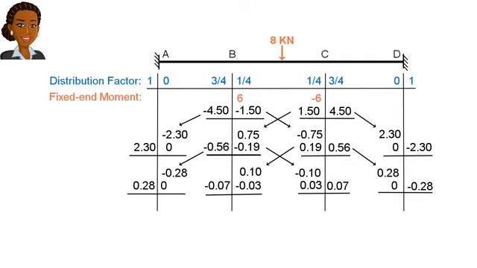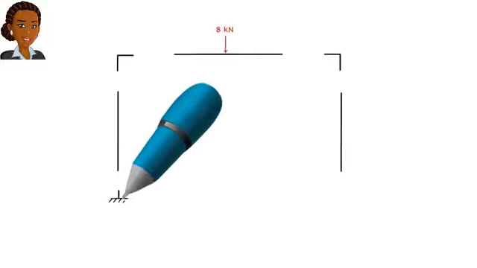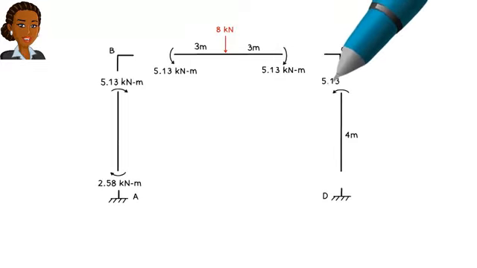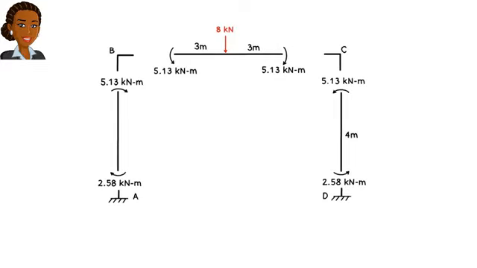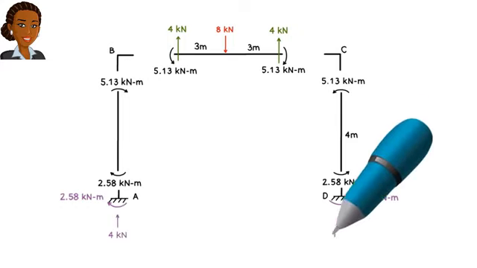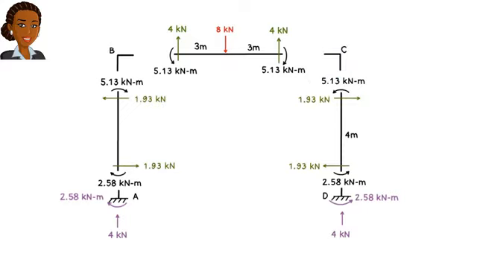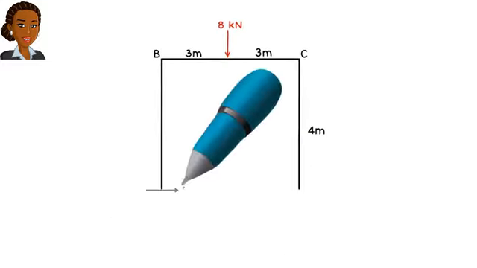We can now determine the member end moments by adding up the values in each column. Finally, we apply the equilibrium equations to each member in order to determine the remaining unknown forces. Here are the support reactions for the frame.